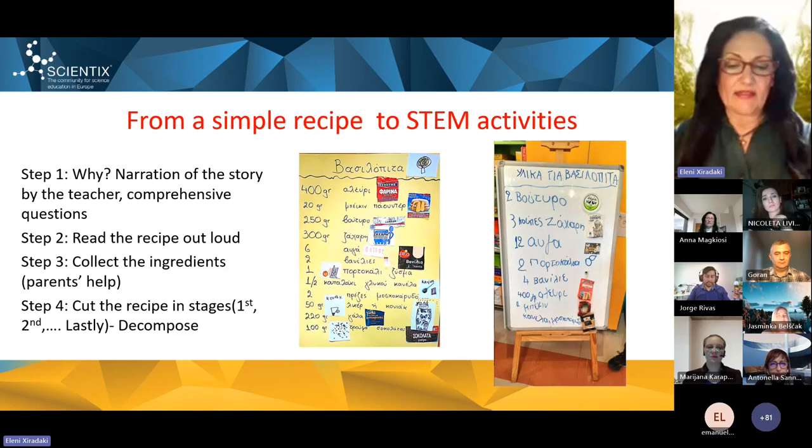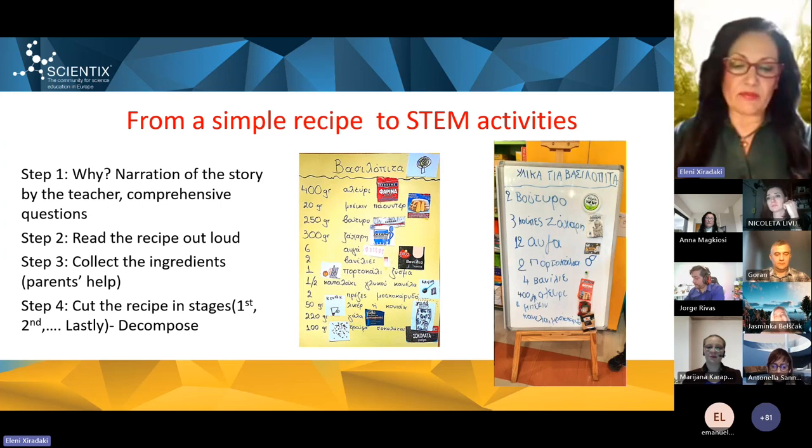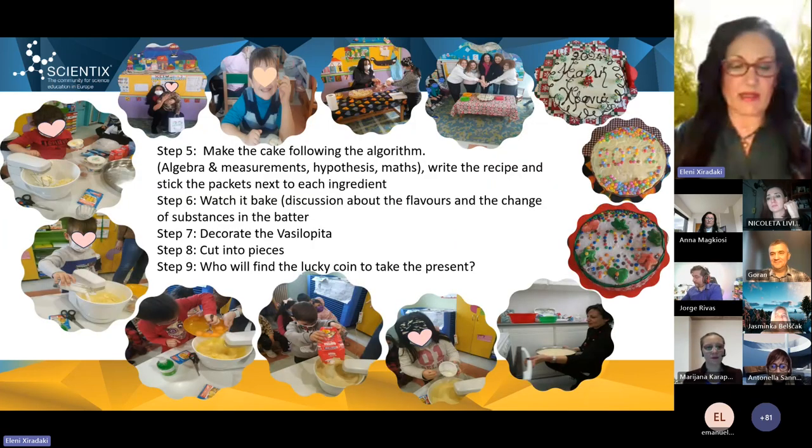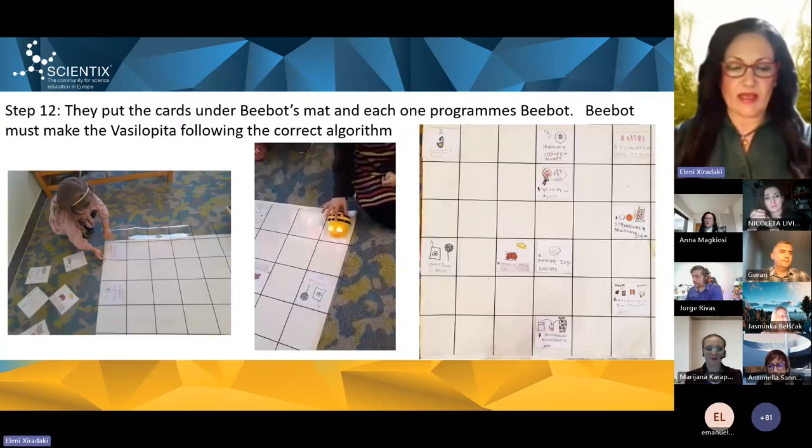So let's get started. These are recipes for a Vasilopita, the traditional cake on the first day of the year in Greece, with a lucky coin in it to bring prosperity to the one who finds it. Every year we make it at school, so here you see two recipes. Here we meet decomposition, algorithms, evaluation, patterns, science, coding, as well as creativity, patience, collaboration, and feelings of pleasure, joy, and surprise. Here you see all the steps. And the expansion activities about sequencing and algorithms, and Bee-Bot programming.